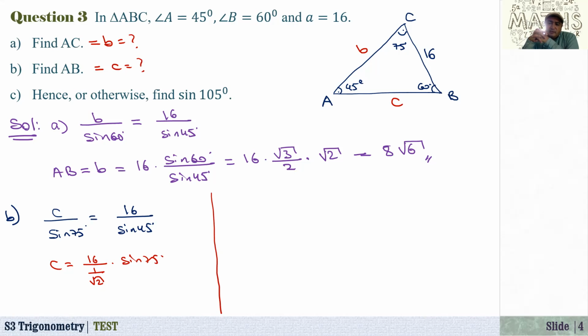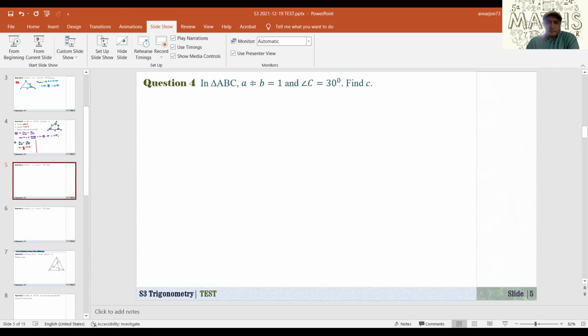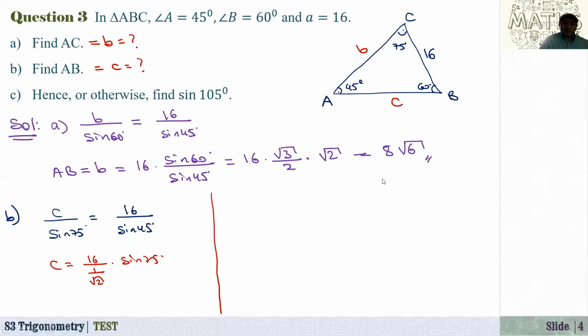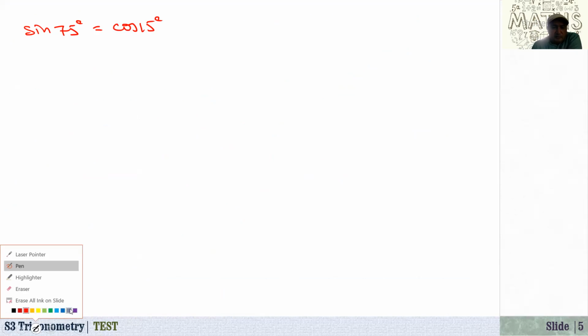In a different way I can find this actually, but I'm just going to use the method that we have already used in our previous videos. Let me add one more slide here. So now we have to evaluate sine of 75. We know that sine of 75 degrees is equal to cosine of 15 degrees. Actually, we don't have to change this, I'm just reminding you about this.